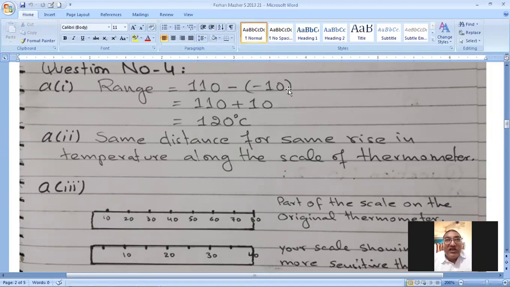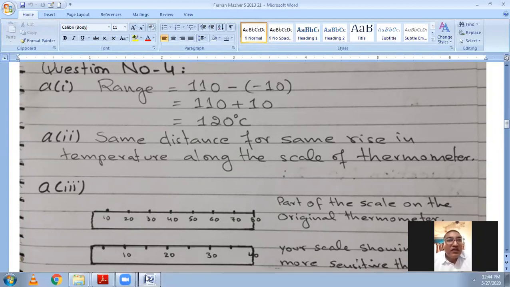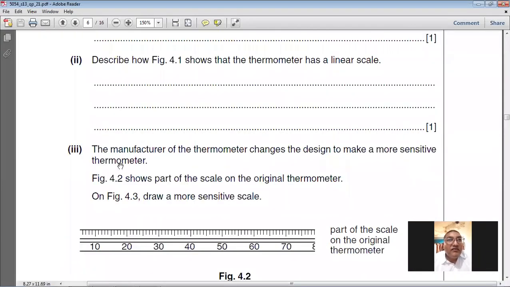This is the question of the range. You can see how we do it. Okay. Third part.